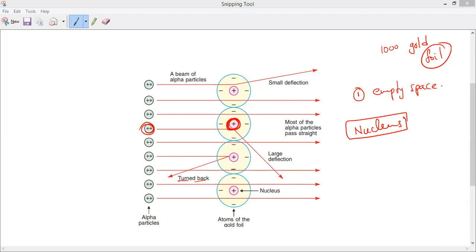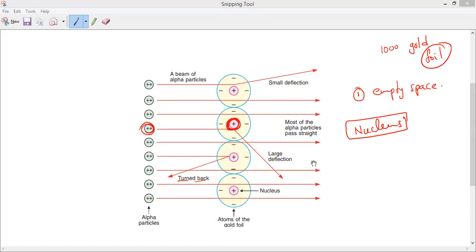Now Rutherford explained these observations. Most of the alpha particles go without any deflection, so it shows that there is a lot of empty space in the atom. That is the first conclusion he made. Yes or no, guys? Please respond. Yes, sir. Now in the exam, they will ask you what conclusions were made by Rutherford, or what is the Rutherford model of the atom. Then you have to say the first point: most of the atom is empty space. Because why?